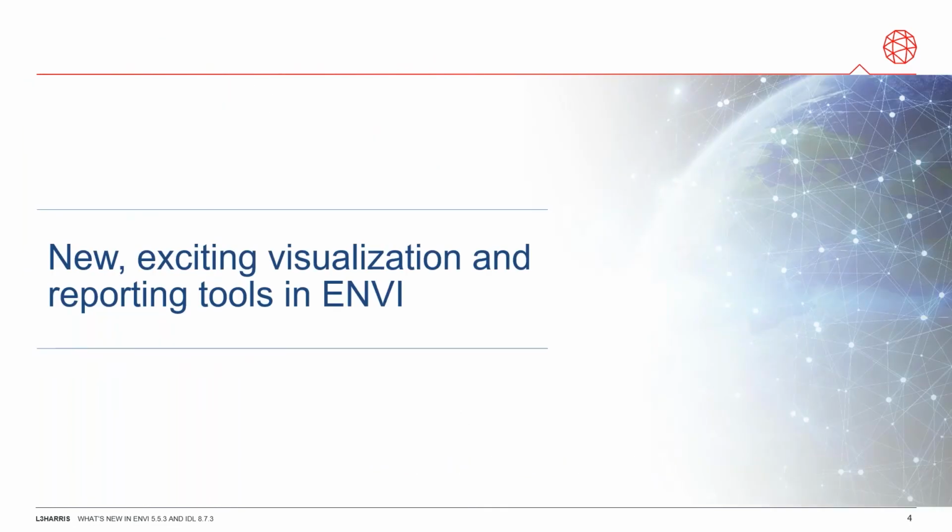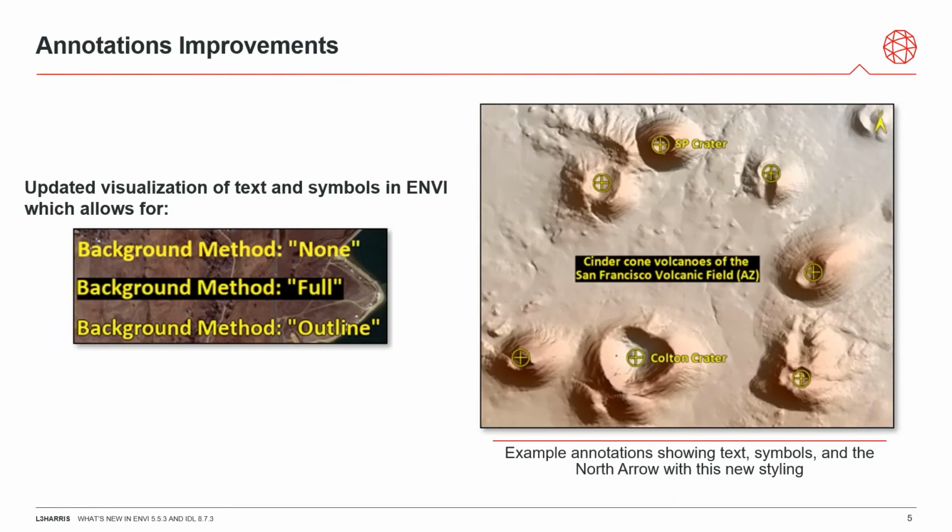So with that, we're going to jump on in to talk about some of the visualization and reporting and report generation tools that have been added to ENVI for this release. First couple things we're going to be talking about are some ease of use and visual updates for annotations and symbols in ENVI. On the left there, you'll see three different ways that text can be represented. One of the new features that's been added is outline for text. Having an outline around text really makes it pop, makes it a lot easier to see.